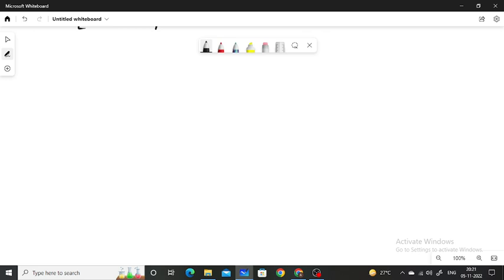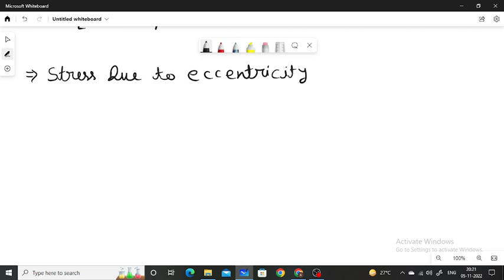Now consider a case of eccentricity from both the axes. Stress due to eccentricity from both axes.